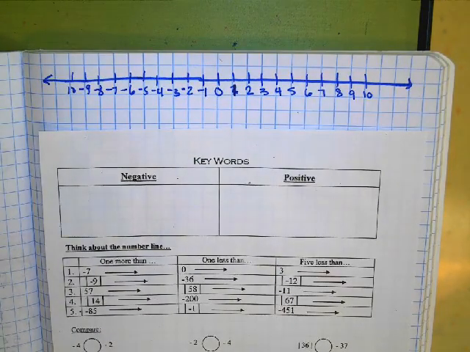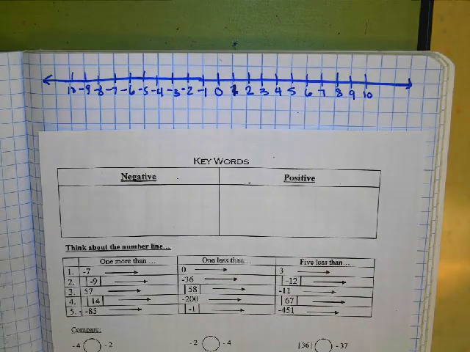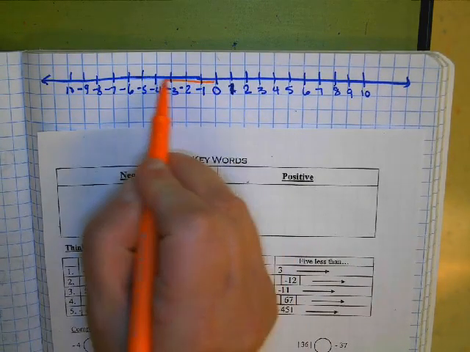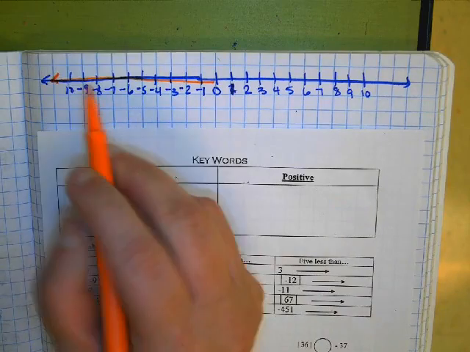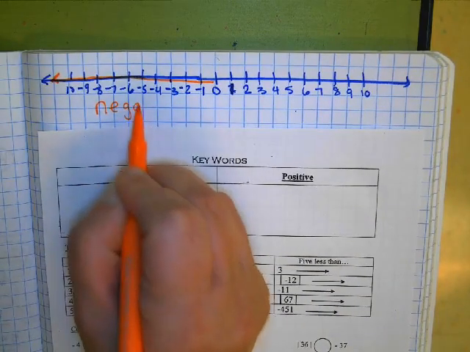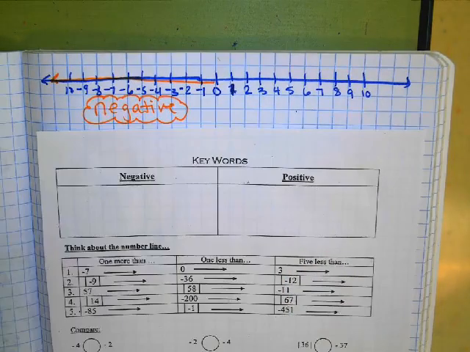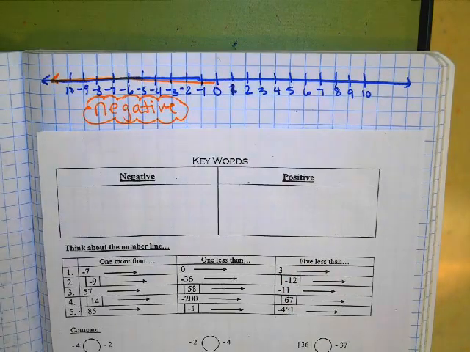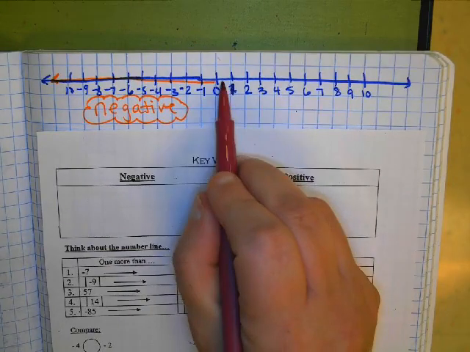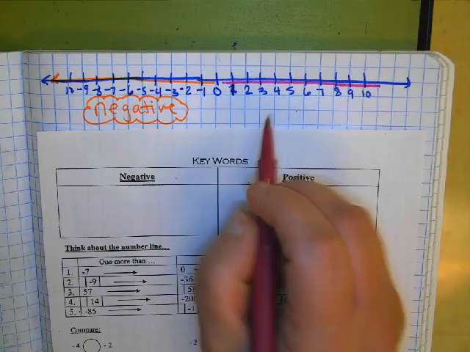Everything on the left side of my number line, always, is going to be negative. And everything on the right side of my number line is going to be positive.